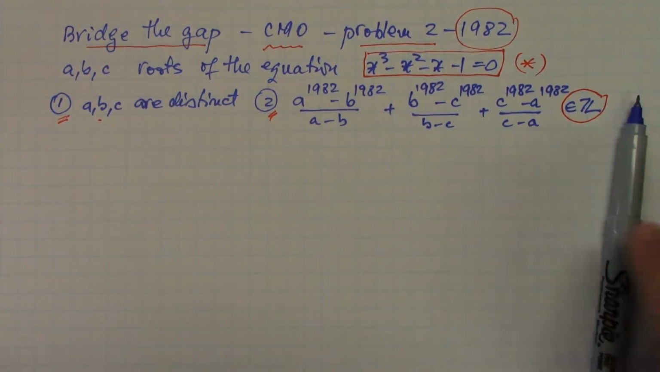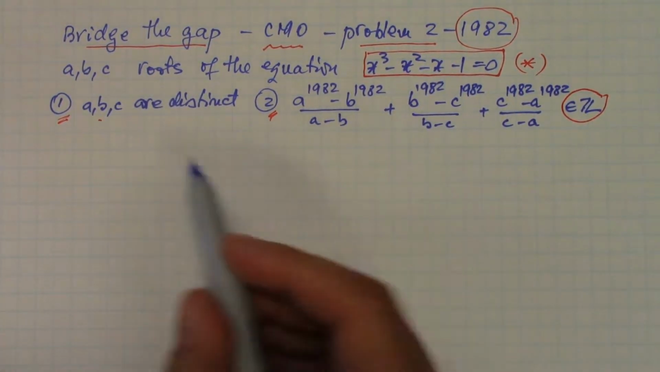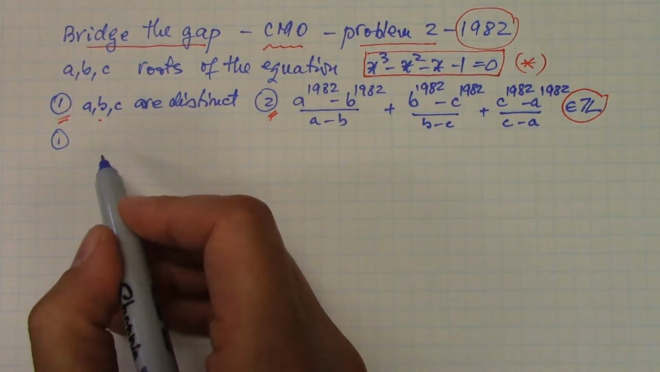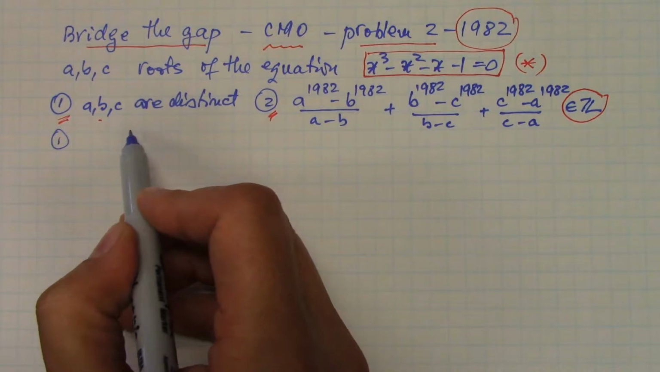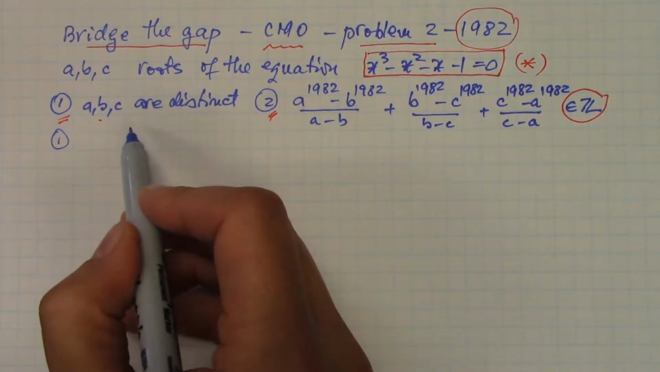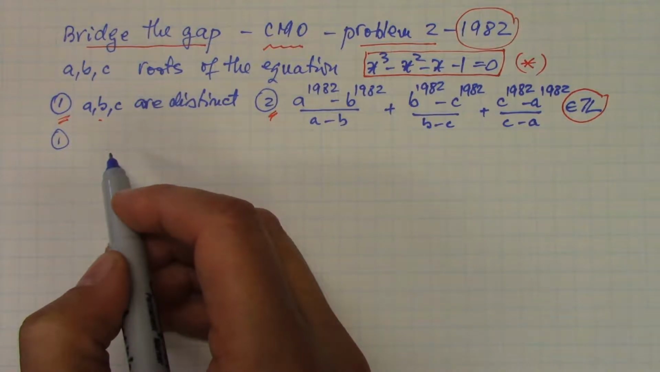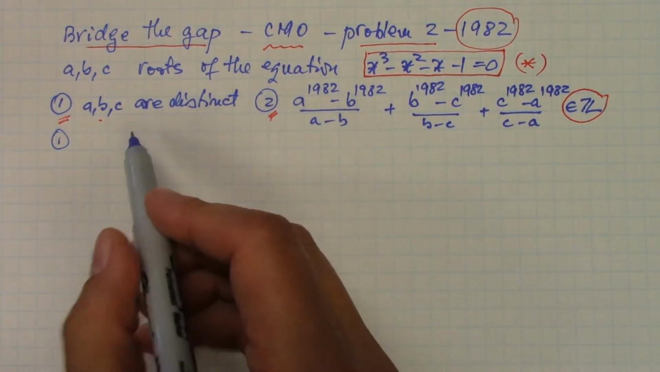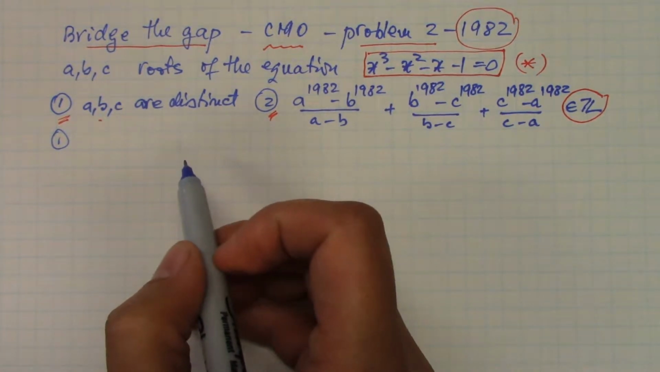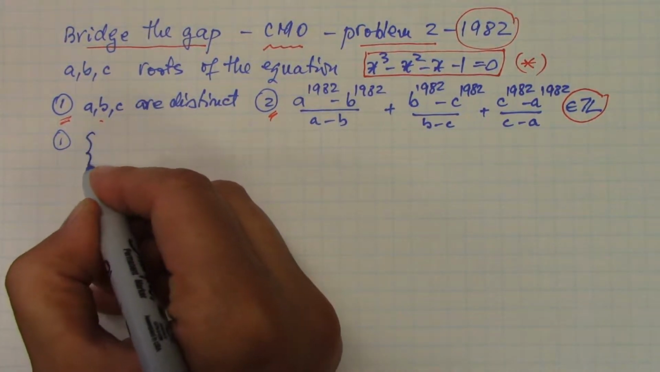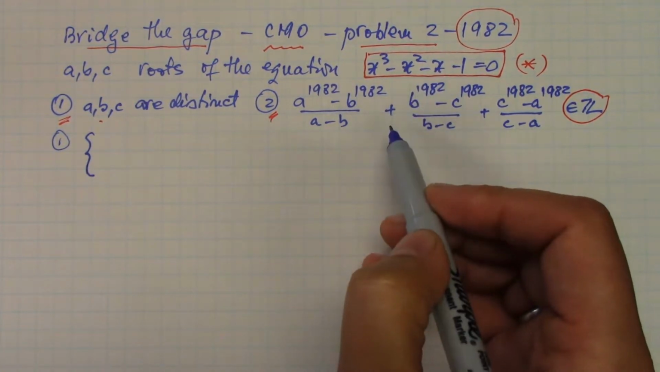Now let's try to see what's happening here. How would you approach the first question? When I look at it, I see that a, b, and c are supposed to be distinct numbers. Well, what do I know about the roots of a polynomial equation and the relationships between them? What I know is Vieta's relationships, and really not much more. So how about we write down Vieta's relationships for the roots of this equation?